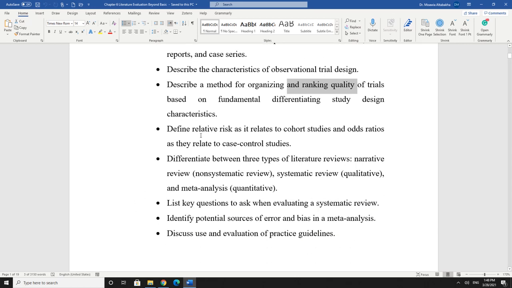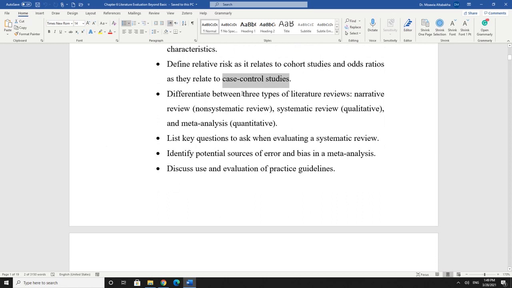You need also to describe and define relative risk, which you already took in the previous chapter, controlled clinical trials evaluation, and relate that to cohort study. And on the other hand, you need also to differentiate the relative risk from odds ratio, and odds ratio is applied to case control studies.